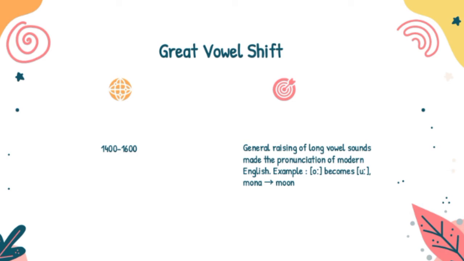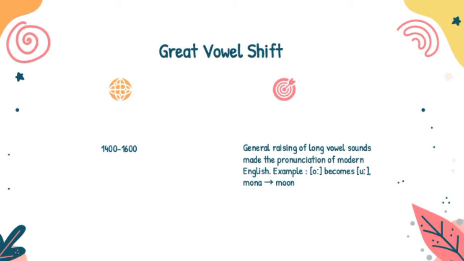The effect of this phenomenon is a general raising of long vowel sounds. For example, O becomes U, like mona becomes moon. It creates the pronunciation of early modern English beginning around 1500, and it is a really huge difference. There are influences from the outside that cause external change in the language, such as the borrowed words from Norman French or Old Norse.